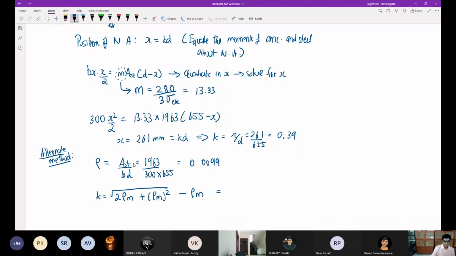Do you get something close for K? 0.39 only. 0.398. Yeah, I get something very similar now, so that's fine. So this and this are quite close.